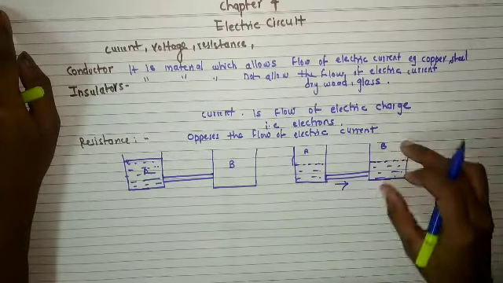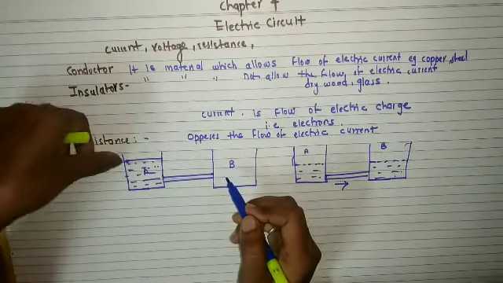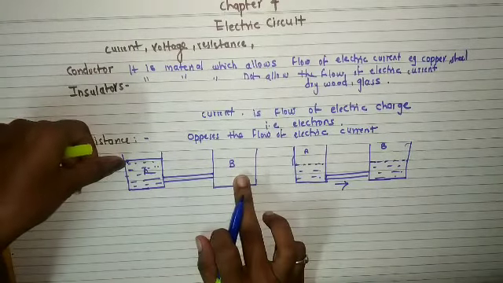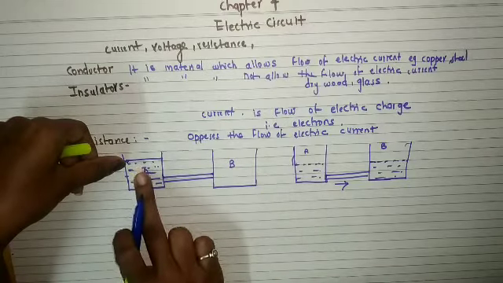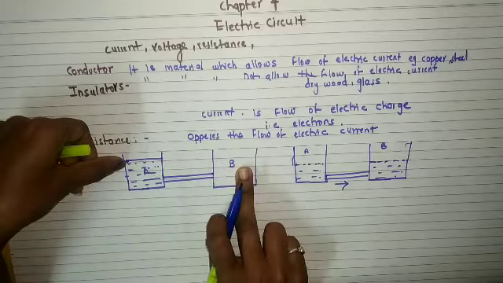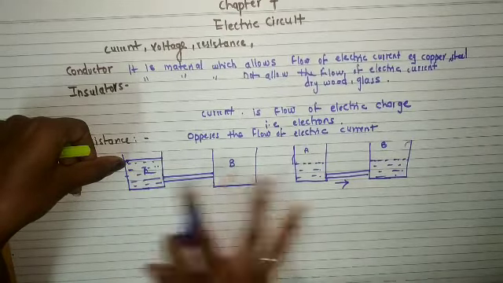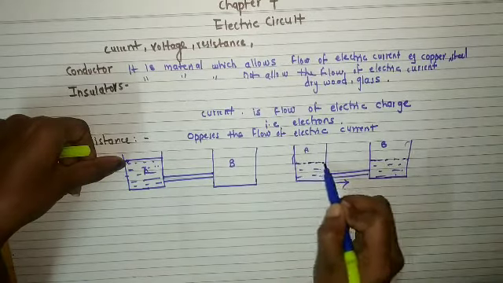There must be a difference, then only water will flow, right? So here was the difference. This was full and this was empty. So water from vessel A flowed from here to here till the water levels between the two vessels became the same. But now the difference is 0.